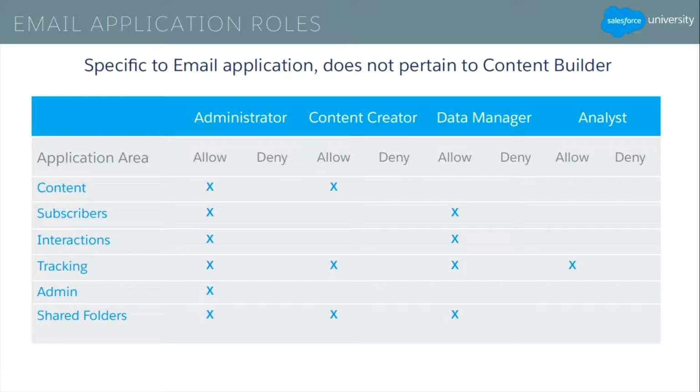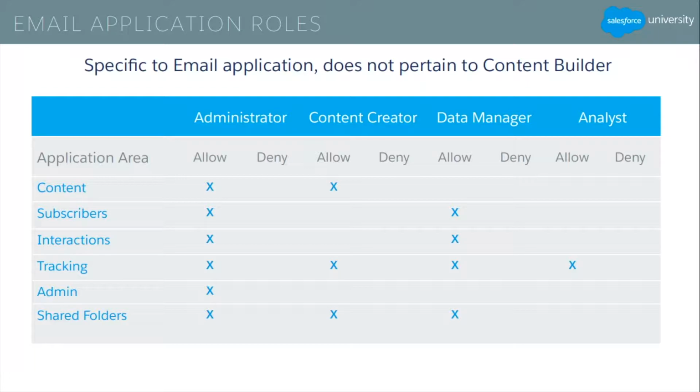Content Creator will allow them to access Content Builder from within the email application if they have that Marketing Cloud Channel or Marketing Cloud Content Editor Publisher role. But if not, under Classic Content, they can access the content, they can view the tracking, they can access their shared folders. They have Data Manager. They're able to work with the data, the automation pieces. They can view their tracking, and then any data that is housed in shared folders. And then an analyst will only have access to the tracking information in there.